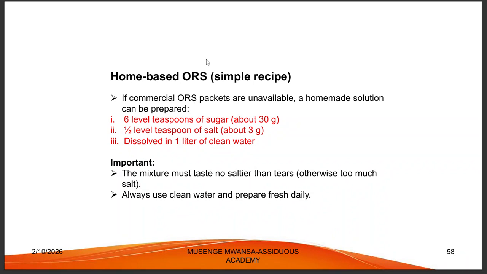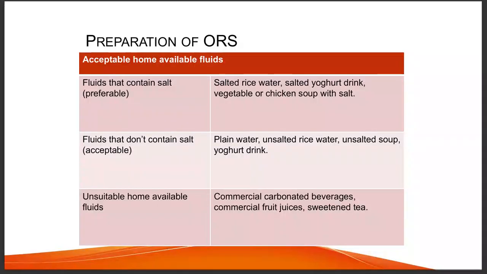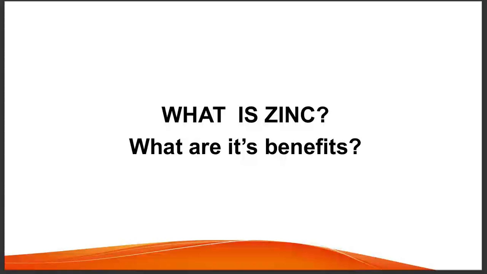In case you don't have that, you can just prepare a simple recipe at home. If you don't have the ORS sachets, you just use 6 level teaspoons of sugar, which is about 30 grams, and then half a level teaspoon of salt, which is about 3 grams, and dissolve it in 1 liter of clean water. That will give you the ORS. So it's important to understand that.